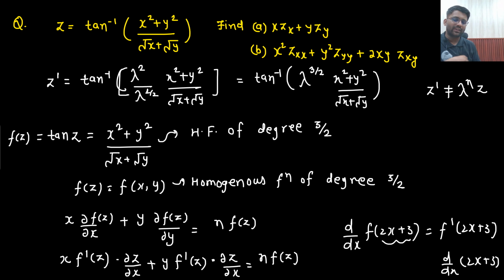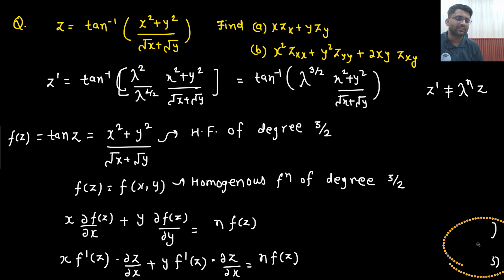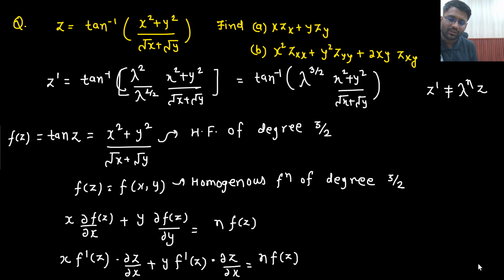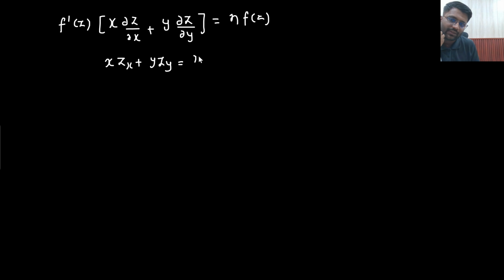Now from here what you can see is that you can take f dash z common. If you want to write this in brief, f dash z you can take common, and here what you are getting is x into del z by del x plus y into del z by del y equals n into f(z). So what you are getting from here, x zx plus y zy equals n into f(z) upon f dash z. If possible, remember it directly.